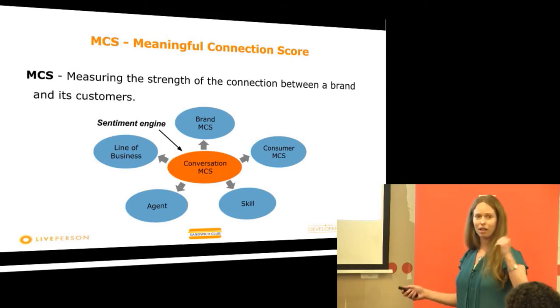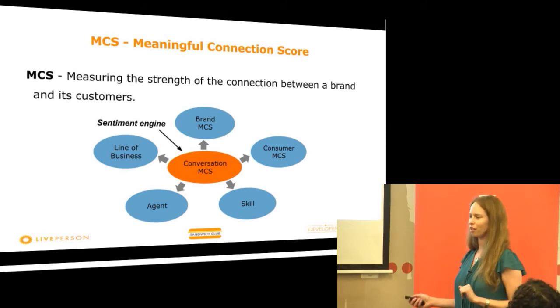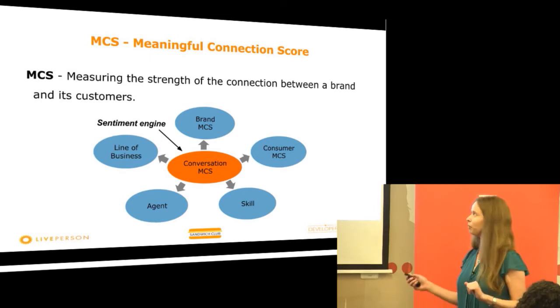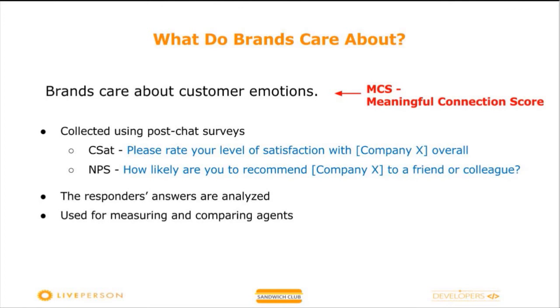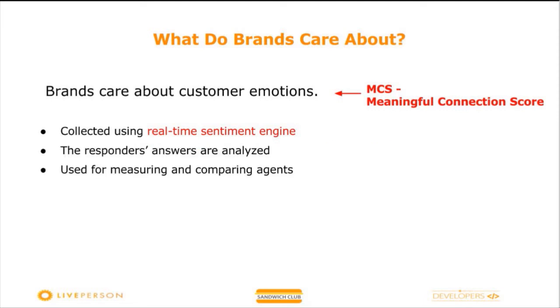Let's go back to what our customers are interested in and see how it all fits. We said that brands care about customers' emotions, and MCS analyzes the chats and gives us insight regarding those customers' emotions. Previously, our customers could use post-chat surveys. Now they can use the MCS algorithm. They have a real-time sentiment engine, and they don't need those survey questions.